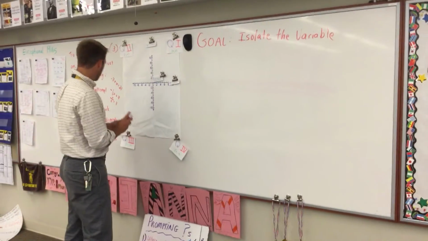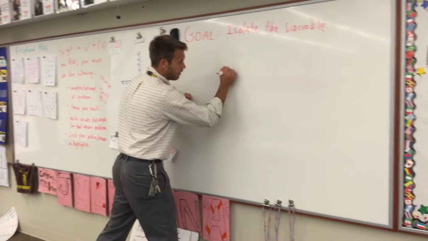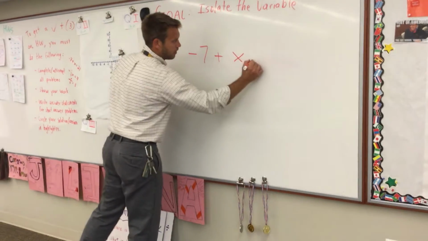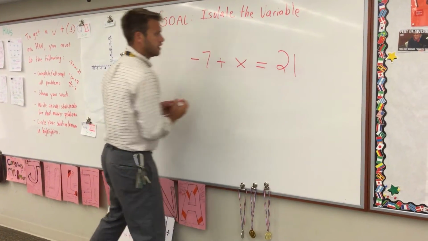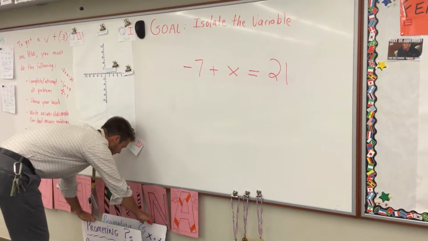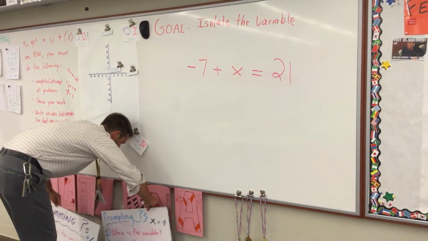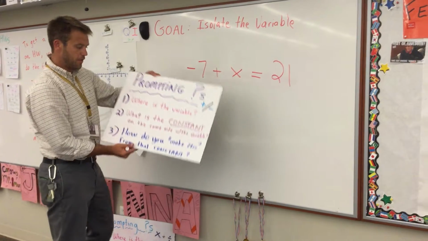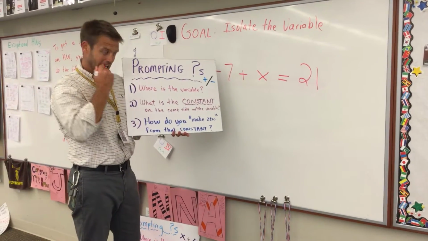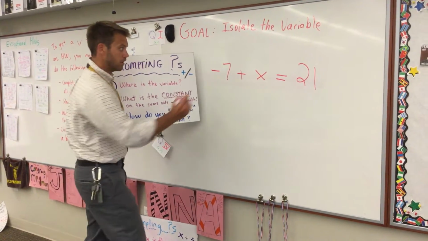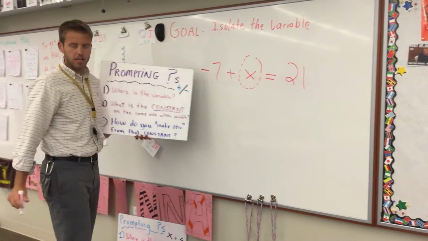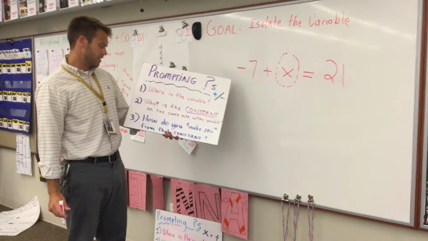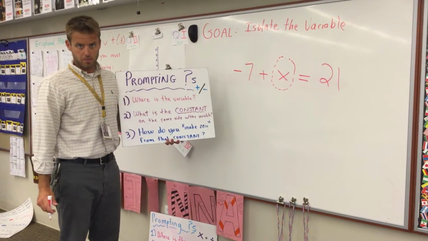So, let me walk through a couple problems. If I have a simple situation where I've got an addition or subtraction, such as this, I would walk through several prompting questions, and I would then solve it. So my first question to myself would be, where's the variable? Well, there it is. In this case it's positive x, on the left side.